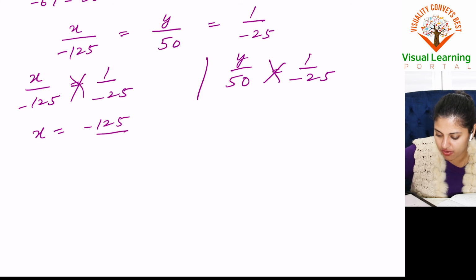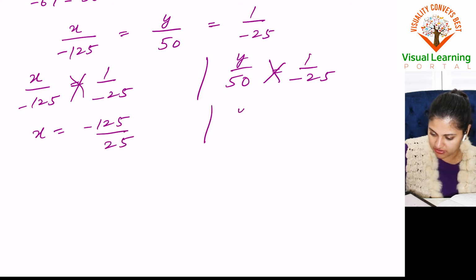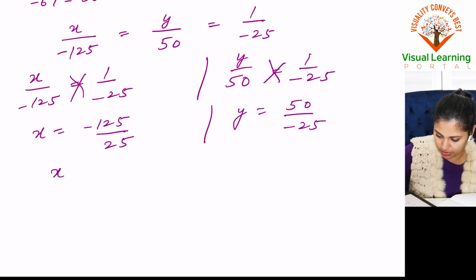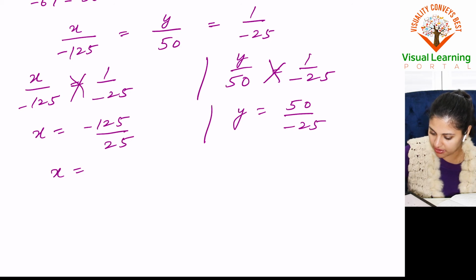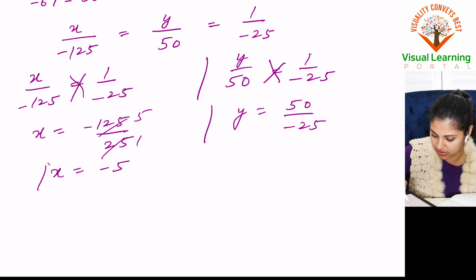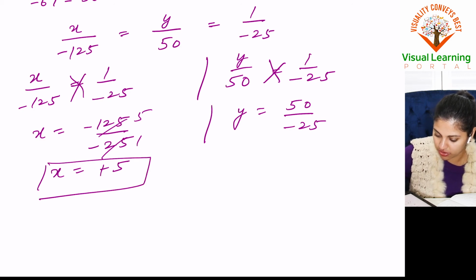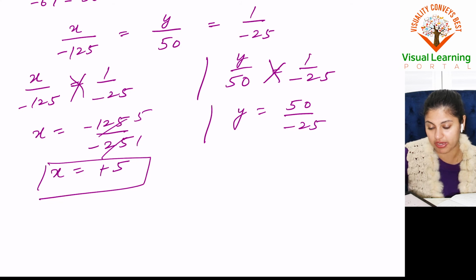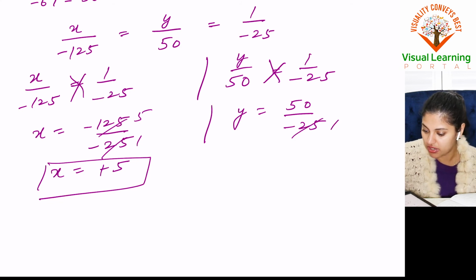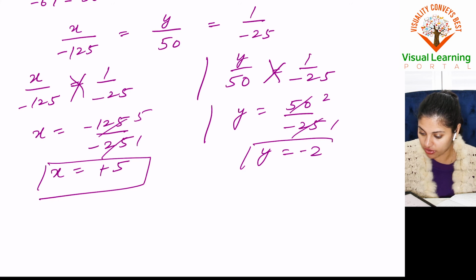X can be written as minus 125 divided by 25. Similarly, y can be written as 50 divided by minus 25. So x can be equal to 25. So basically 25 ones are 25, 25 fives are, so minus 5 you will get here. You get positive because minus is 25 here, so minus minus will cancel out each other. So it will be positive. 25 ones are 25, 25 twos are 50. So y you will get 2 but negative 2. Okay, here, so you get the value of y.